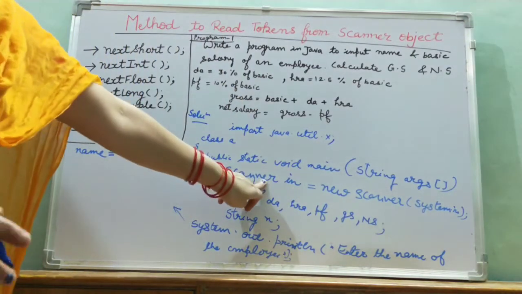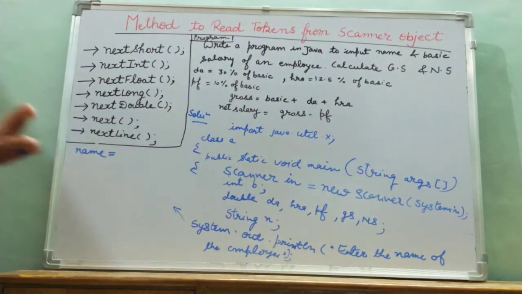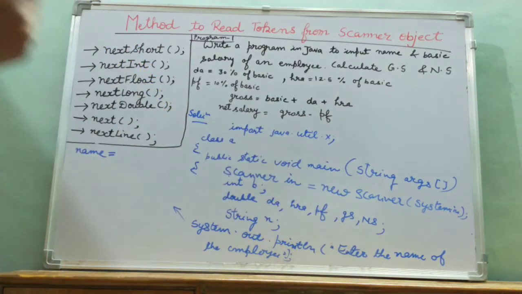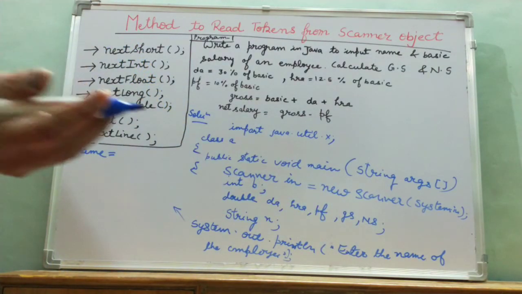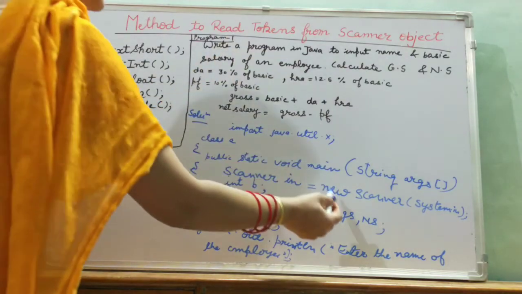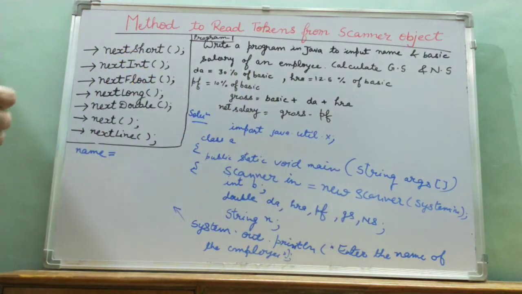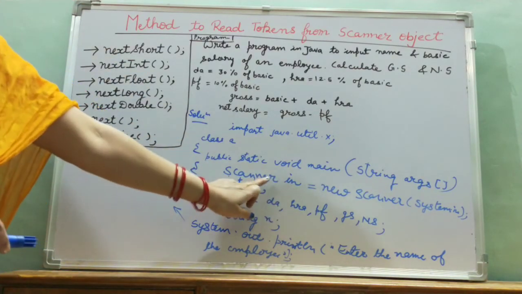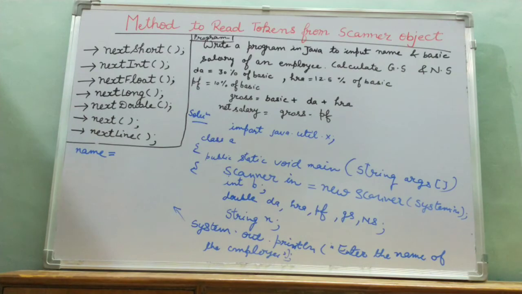This is what? Scanner is a class, in is the object of this class, and new is a memory operator for allocating memory space, and Scanner here also gives the constructor for storing the input value from the user. Like we are inputting with the help of a Scanner. Then the object of the Scanner class we will use for entering the value.